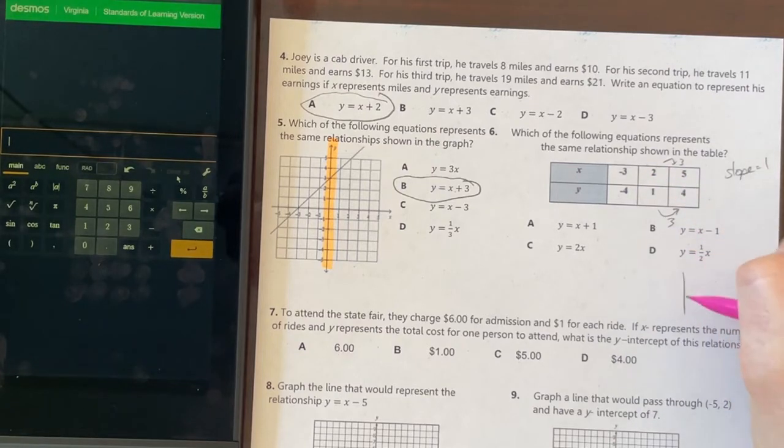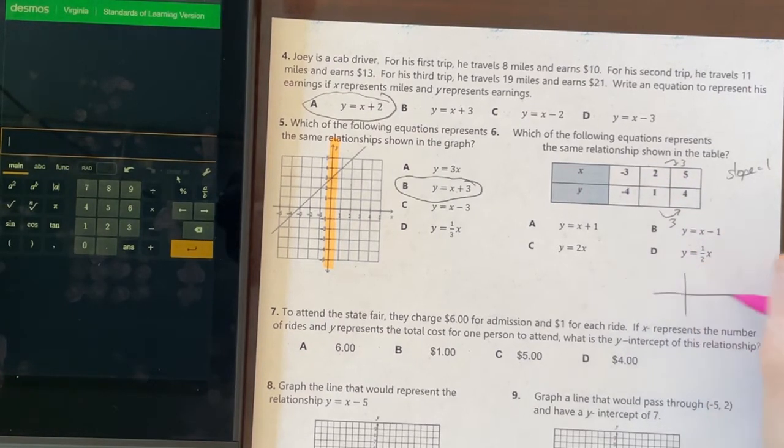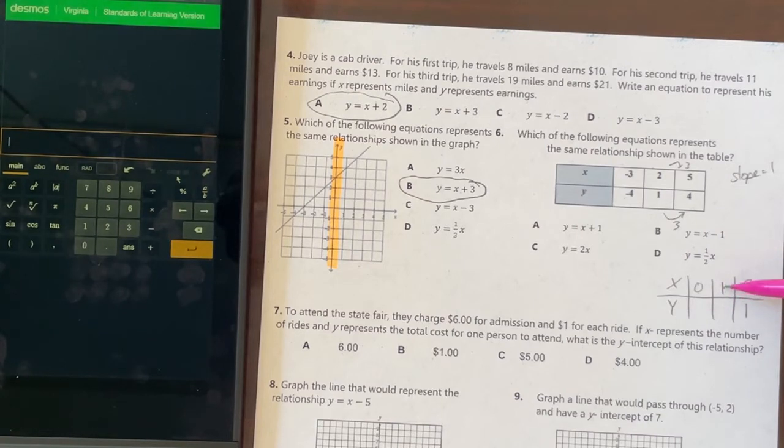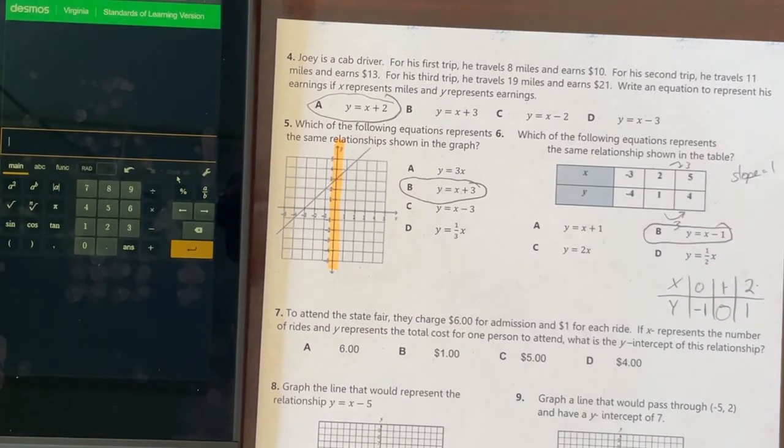Let's do it like this. So we'll do a horizontal. We have x, y. So we're looking for when x equals 0, x equals 1, we have 2. All right, so when x equals 2, we have y equals 1. Go a step back. When x equals 1, we have y equals 0. When x equals 0, we have negative 1. So we're going to say y equals x minus 1 for that problem.